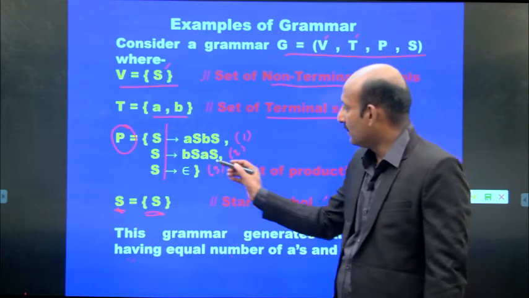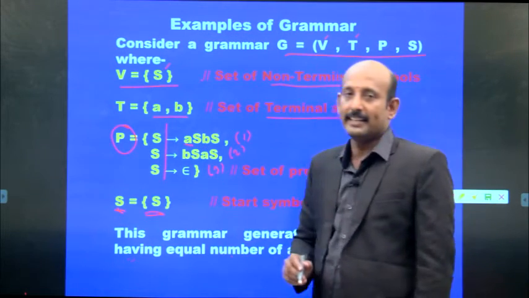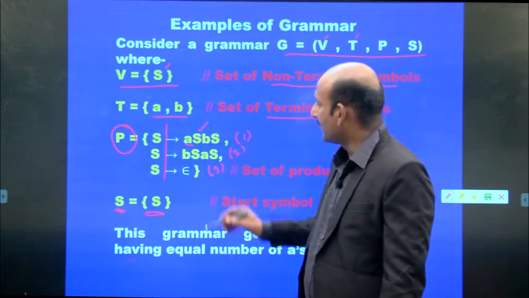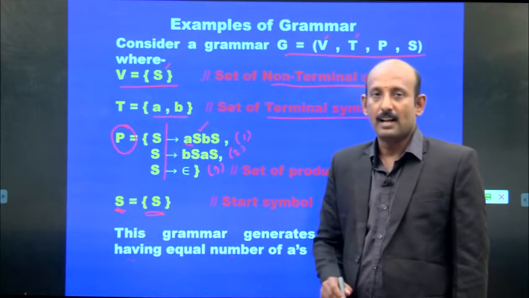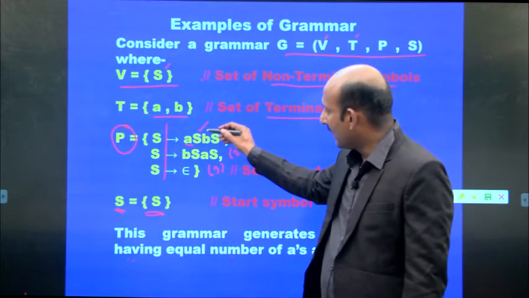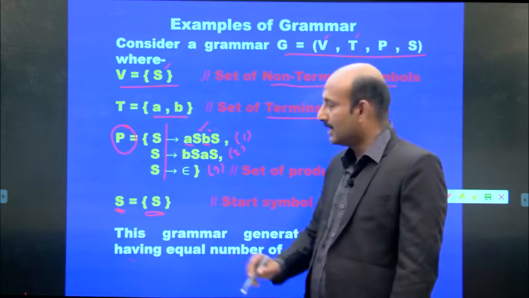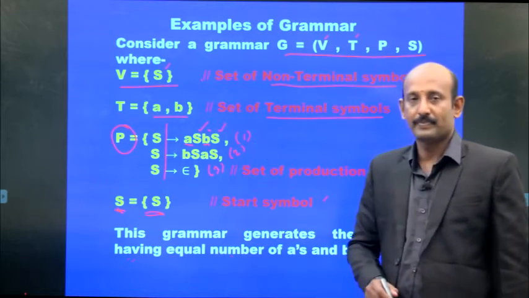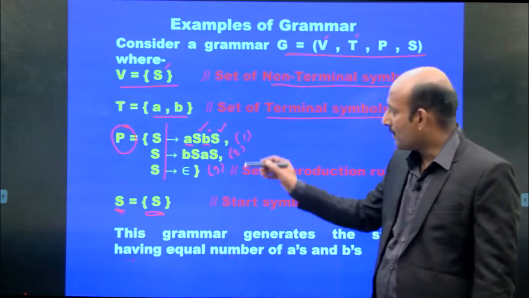Look at this. The first is a terminal: a is a lowercase terminal, where S is an uppercase non-terminal. Then it is followed by b, where b is a terminal symbol. Again it is followed by the uppercase letter S. So this is the form of the production.